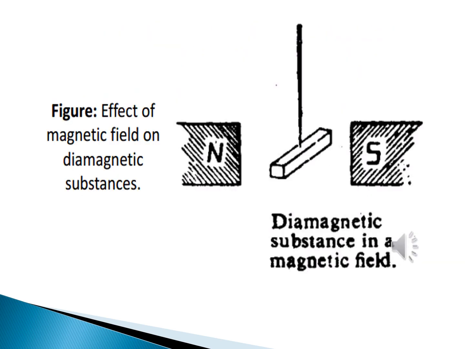This diagram shows the diamagnetic substance placed in a magnetic field with poles north and south. The diamagnetic substance will position itself at right angles to the magnetic field.